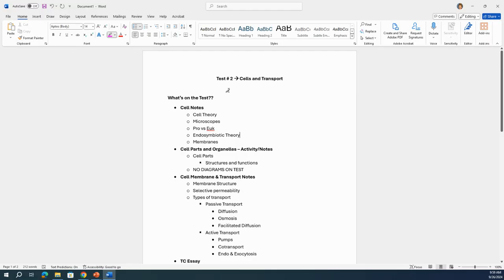So first off, the test. There's going to be a total of 3 sets of notes on the test. You did have a study guide. There's not a whole lot in it, but there are some practice questions. So the main thing you need to study are the 3 sets of notes.